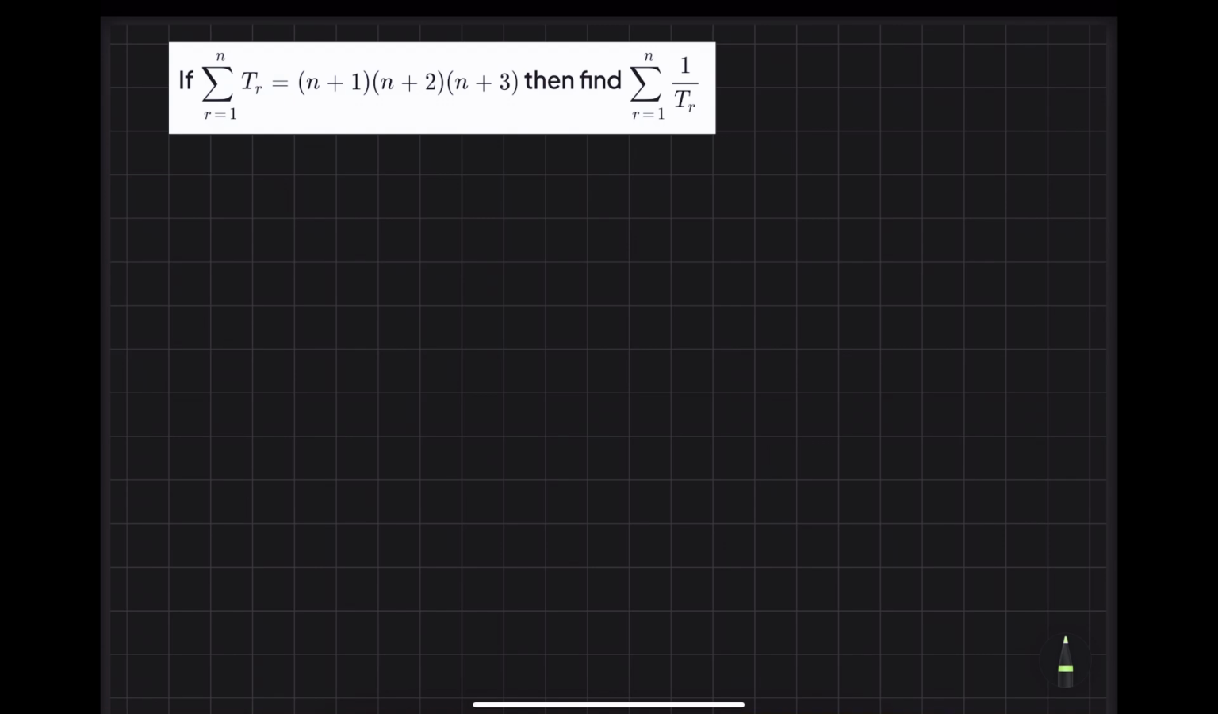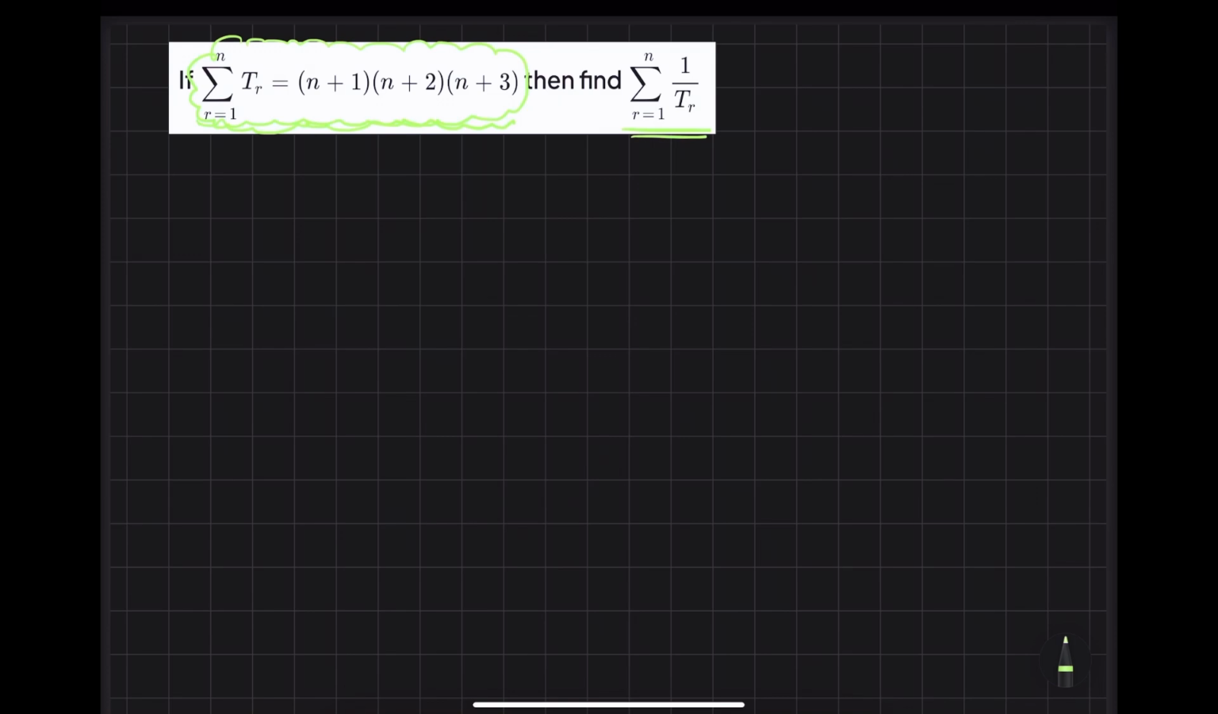So, we got a wholesome new problem which says: if summation r from 1 to n is this. So, they have given you one result and they are asking you to solve this situation. First, try to understand what this component means.